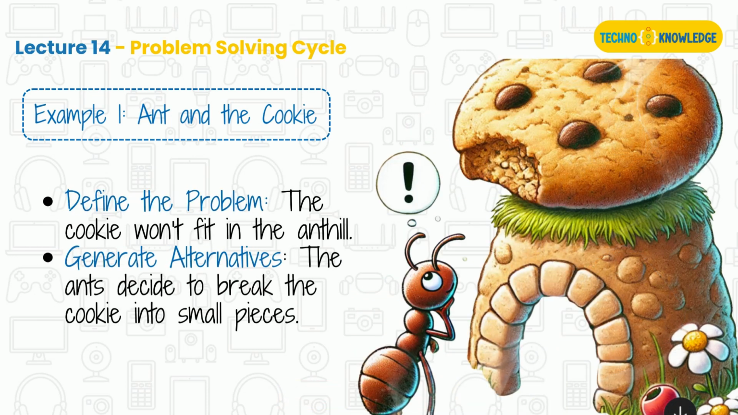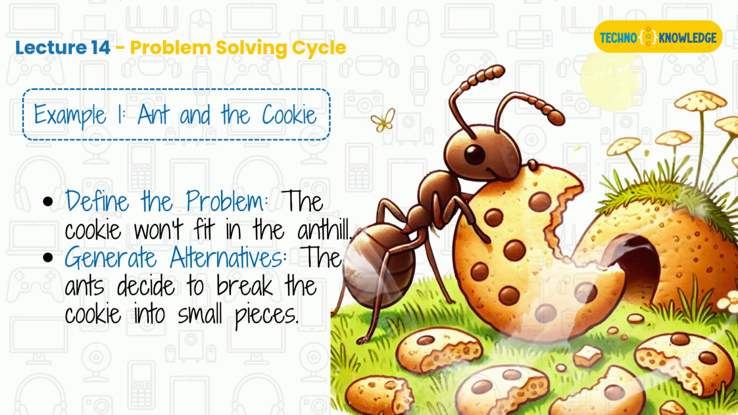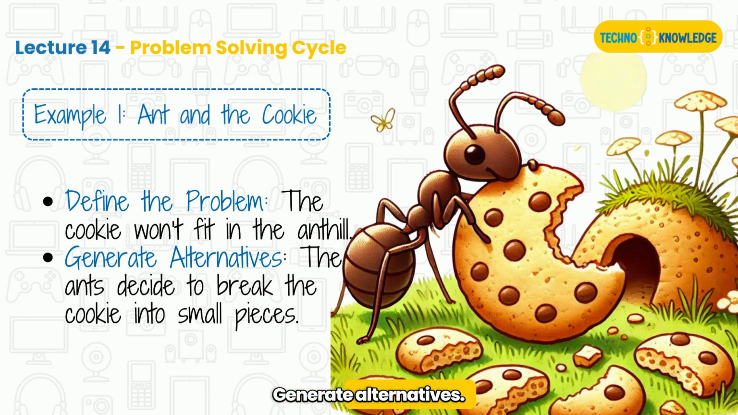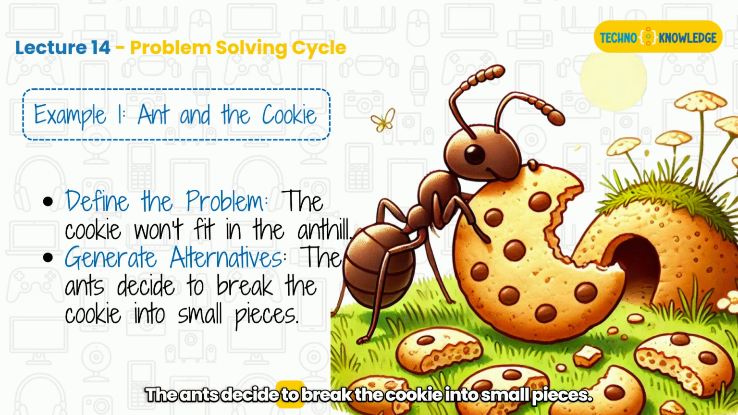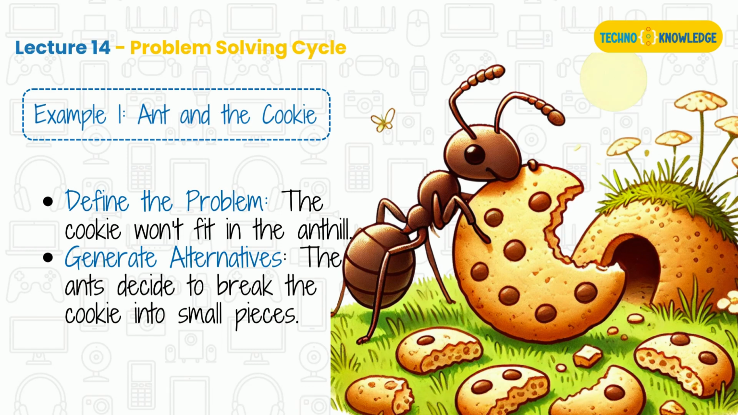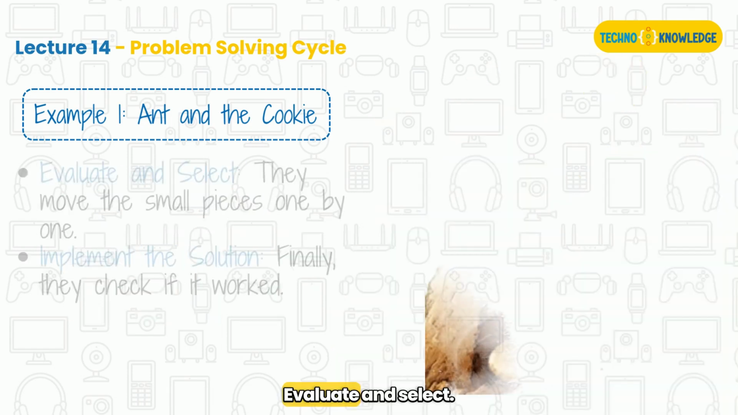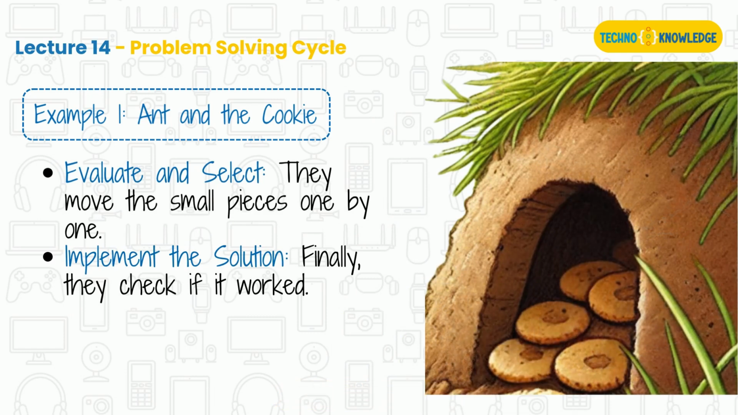Define the problem. The cookie won't fit in the anthill. Generate alternatives. The ants decide to break the cookie into small pieces. Evaluate and select. They move the small pieces one by one. Implement the solution. Finally, they check if it worked. If not, they repeat the steps until the cookie fits perfectly.